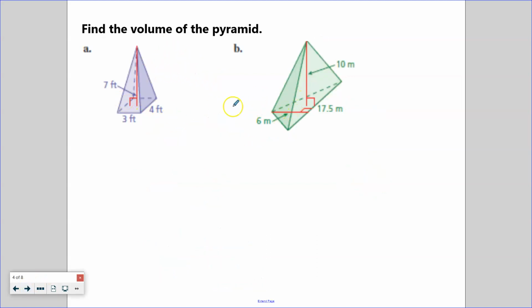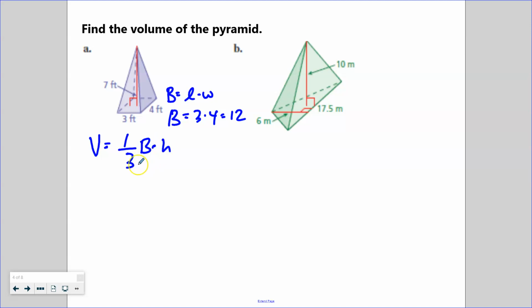All right, so we have a rectangular pyramid, and we have a triangular pyramid, right? So they're going to make us find the base on this one. And so we know that big B is going to equal length times width equals 3 times 4 equals 12. So now we have 1/3 area of the base times the height times 12 times 7, right?